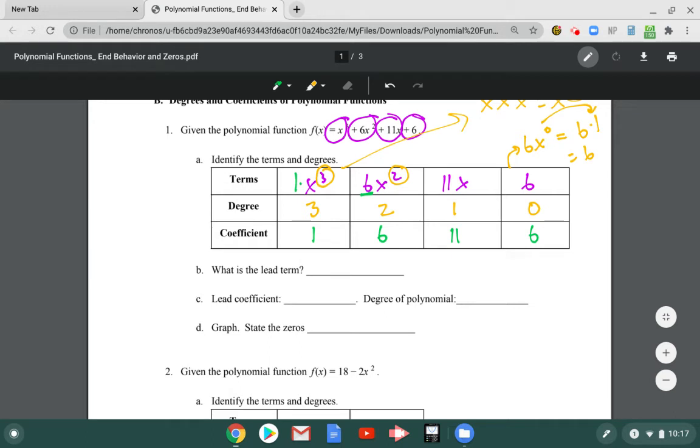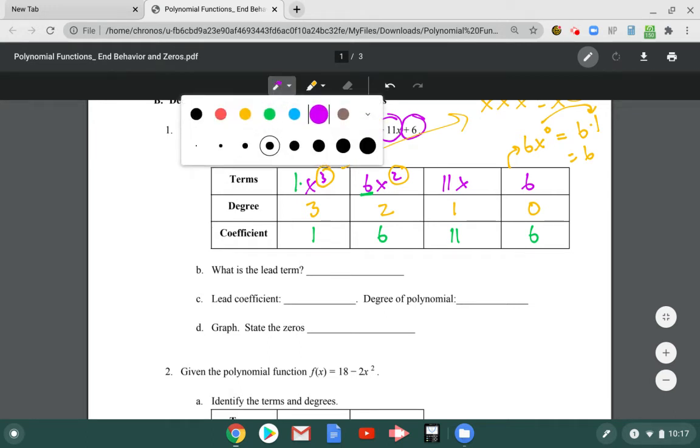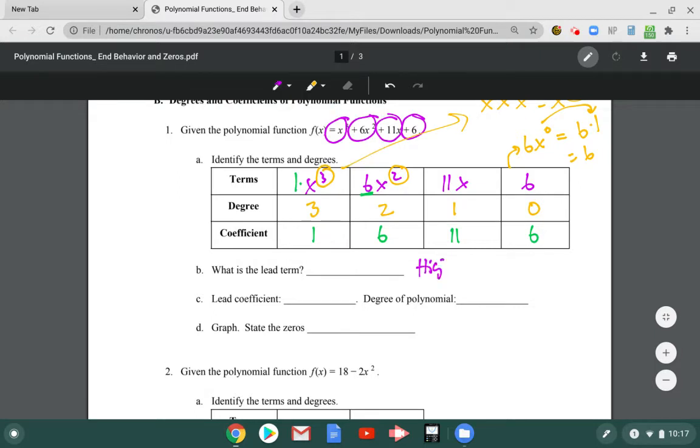Okay, what is the lead term? The lead term is the one with the highest degree. Let me go back to my purple pen here. So this would be the highest degree term. Regardless of the order, in this case, my lead term does show up in front, and it's x cubed. The lead coefficient then is 1, and the overall degree of the polynomial, it's also that highest degree, and it's the degree of that term, 3. So this 3 gives me the degree of the polynomial.